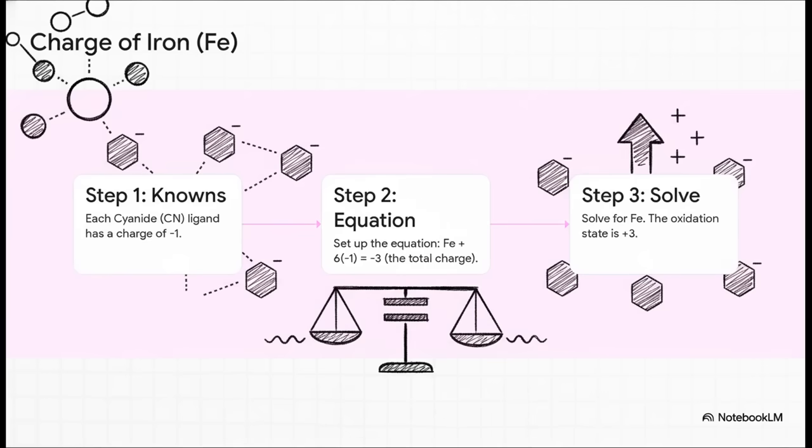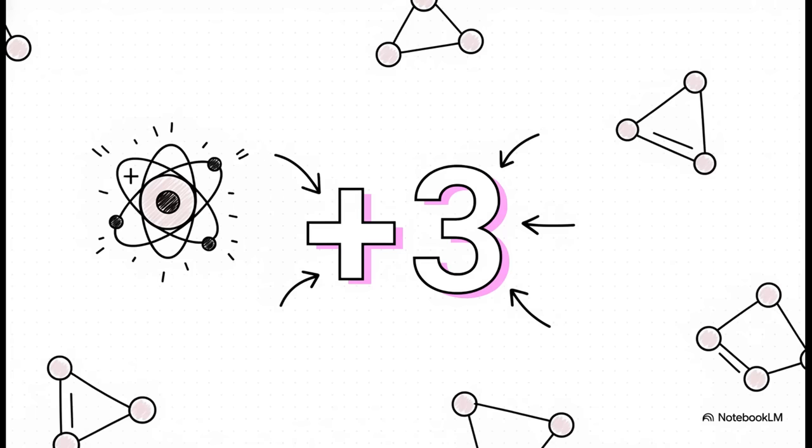So we know a couple of things right off the bat. Each of those 6 cyanide groups has a -1 charge, and the total charge of the whole thing is -3. So it's just a bit of simple algebra. The charge of the iron plus 6 times -1 has to equal -3. When you solve for iron, you get +3. That's our number. So our iron atom isn't neutral at all. It's an ion with a +3 charge. Lock that number away. It's super important.